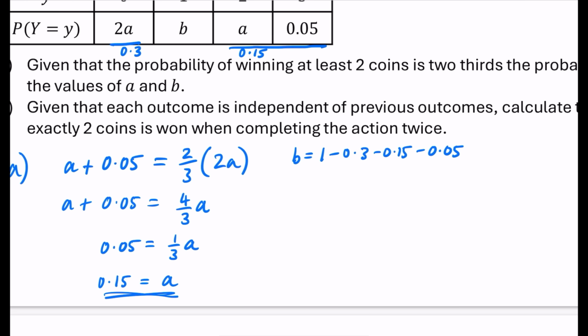So that's 1 minus 0.3 minus 0.15 minus 0.05. So that is that b is 0.5. So I found out my value of a and my value of b here.